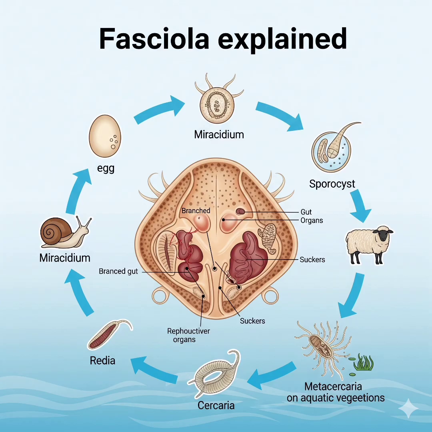We have two kinds of Fasciola: Fasciola gigantica and Fasciola hepatica. Fasciola gigantica's reservoir host is cow or cattle, but Fasciola hepatica has a different reservoir host, which is sheep.